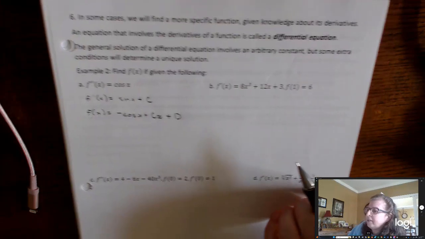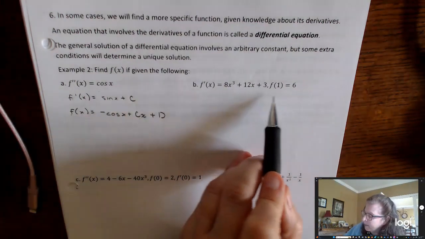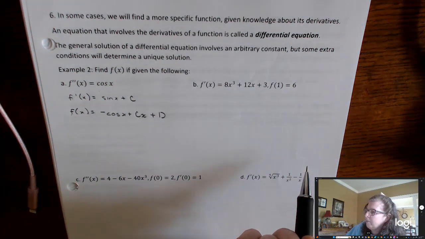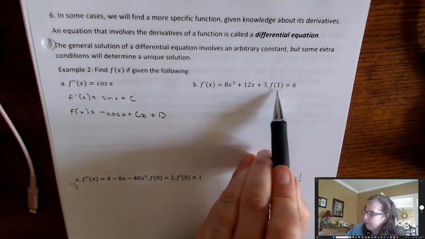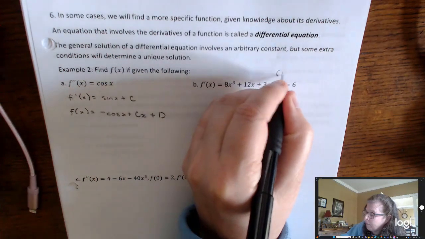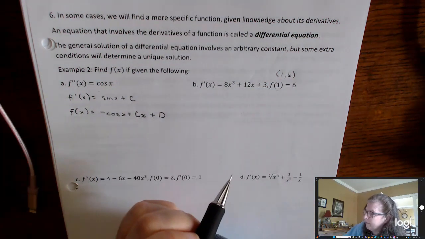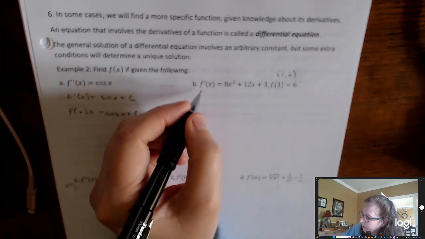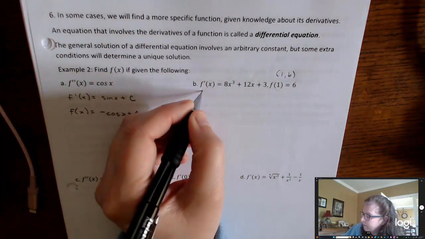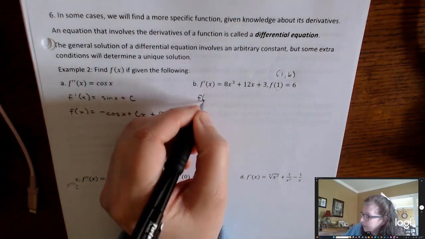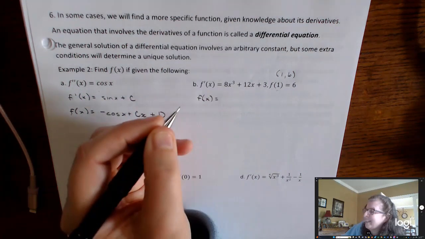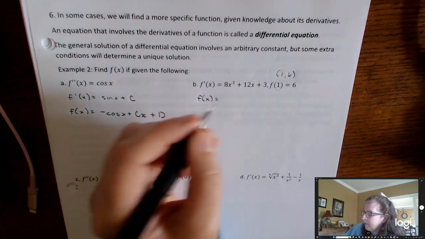Alright, now let's take a look at this. These are called initial value problems. This f of 1 equals 6 is additional information that we're given. It's an ordered pair, 1, 6. It's on the function we're trying to find. So if you're given the derivative, you can find the original function if you take the antiderivative. Okay, so that's step 1.